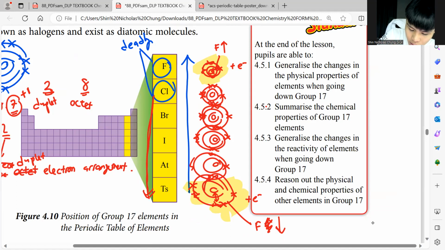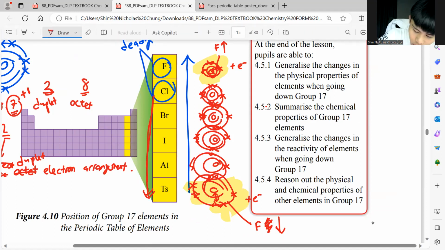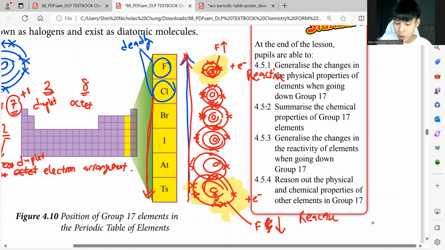So in this case, this one here is more reactive than the bottom. That's why the reactivity increases up the group: from the upper part, the size is smaller, the force of attraction is stronger, and it is easier to pull the electron. When you go down the group, the size increases, the distance between electron and nucleus is further, the force is weaker, and it is harder to attract. That's the explanation.